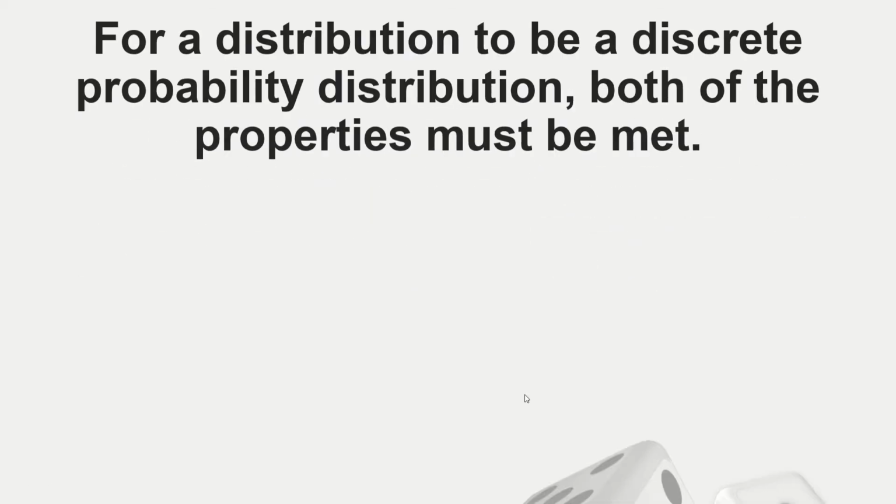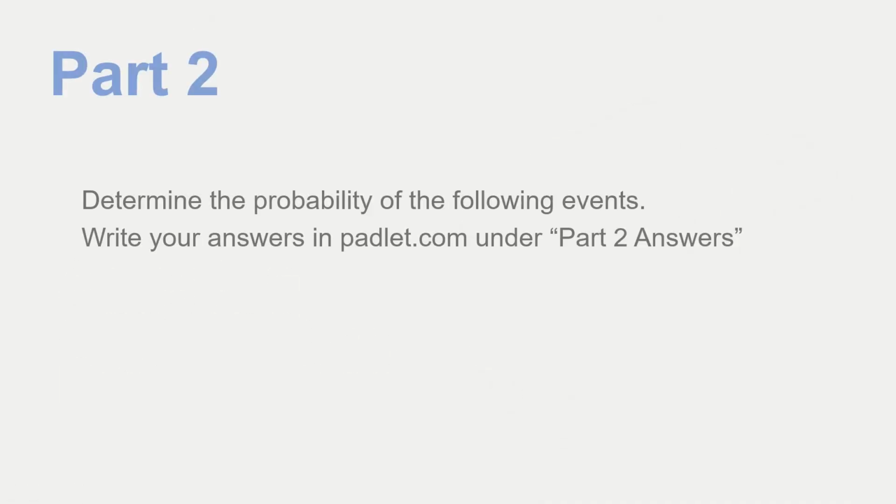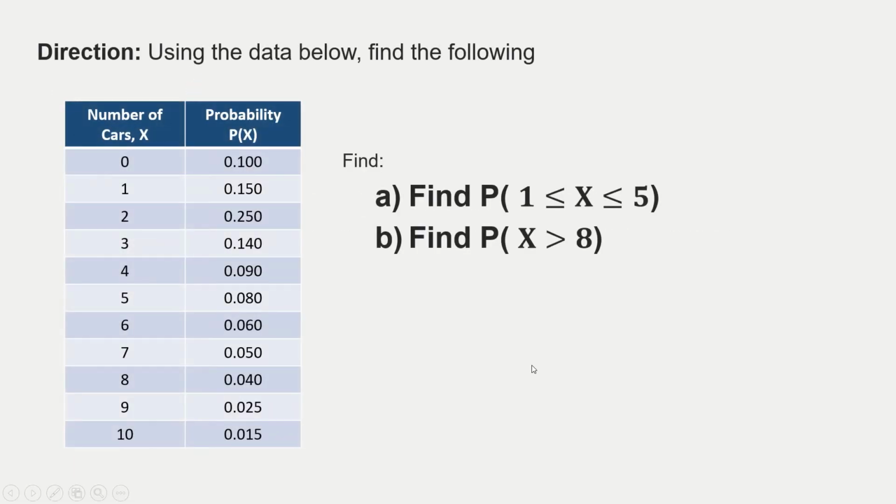So, let's now move on to part 2, applying probabilities. Direction: determine the probability of the following events. Then write your answers in padlet.com under part 2 answers. So here's our problem. Using the data below, find the following. We have here our probability distribution. We have the number of cars represented by X and the corresponding probabilities.